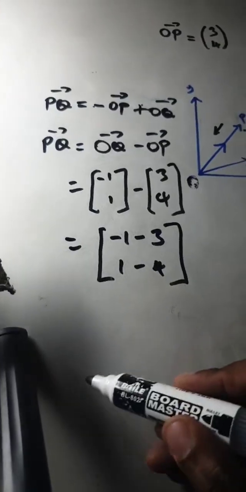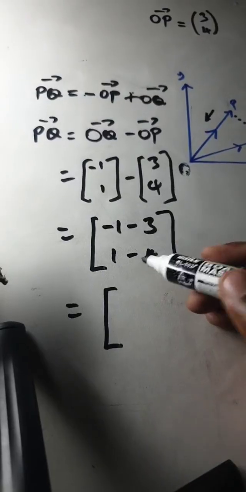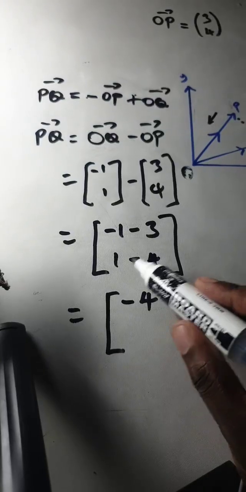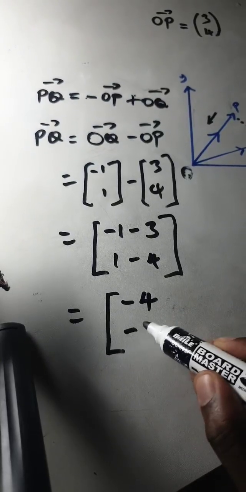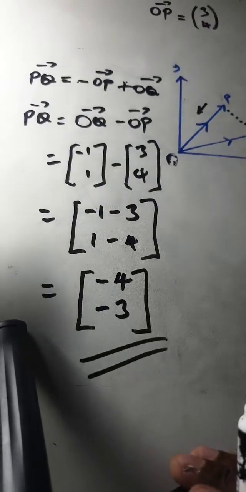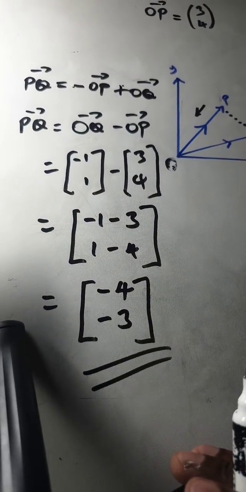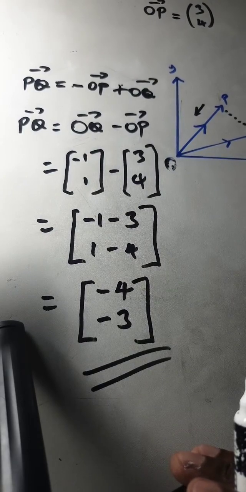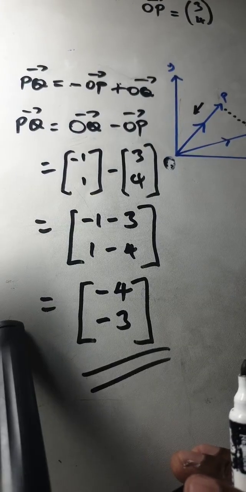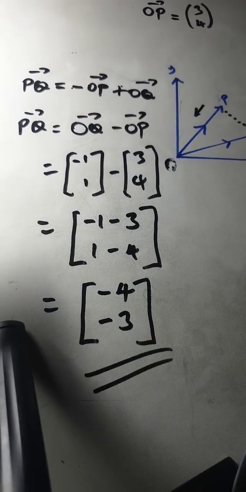In simplifying, our final answer is: -1 minus 3, it's not 2, it's -4. Nice. 1 minus 4 is -3. These are our answers. That's the vector PQ. Ladies and gentlemen, it's (-4, -3). Good. So that's how we solve such a question.